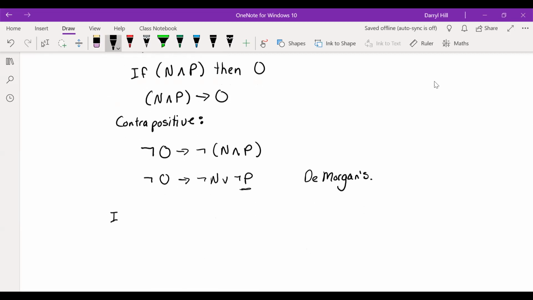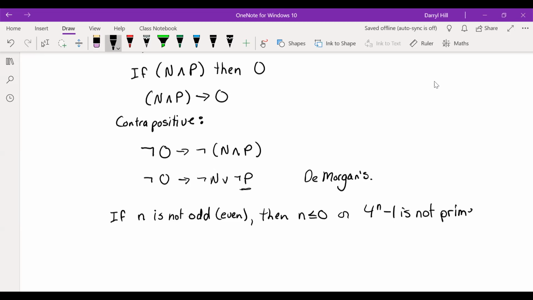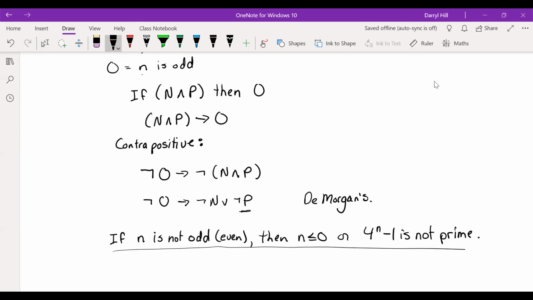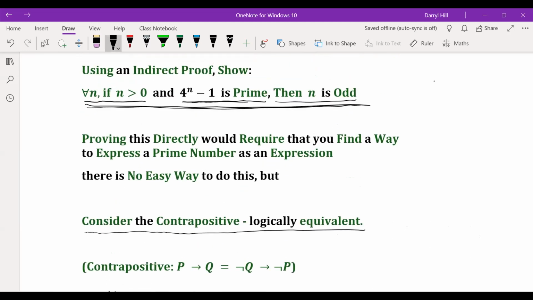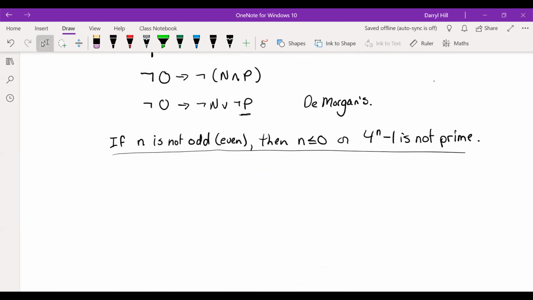So this is, if n is not odd, sorry, it is even, then n is less than or equal to 0, or 4 to the n minus 1 is not prime. Okay. So does everybody see how I got this? Now I'm going to argue this, and this is logically equivalent to my original argument, which is this guy up here. But it's an indirect proof because it's in a different form.